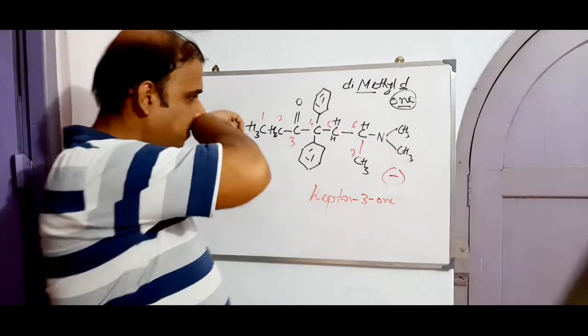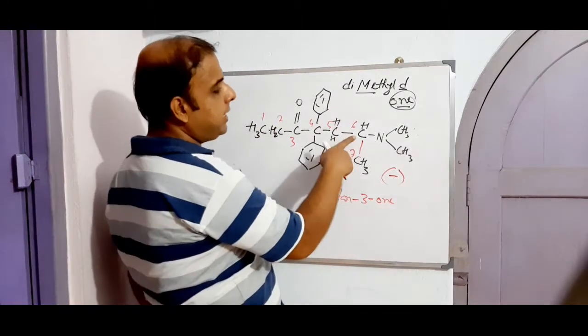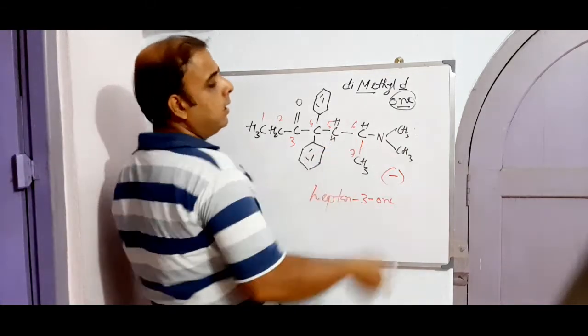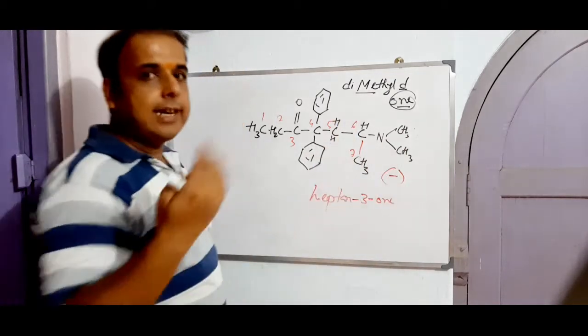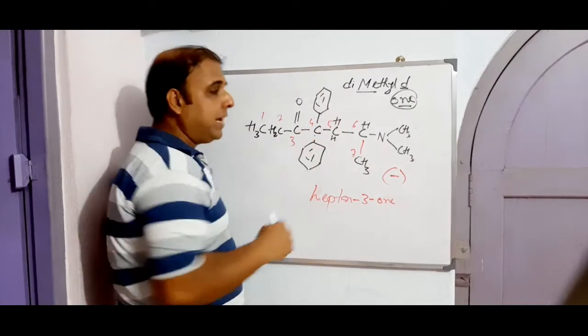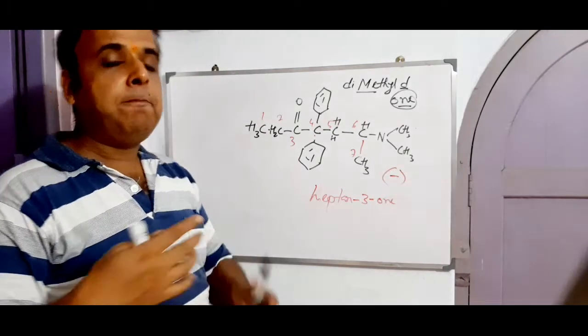Heptane 3 on. Chalo. So what are the other things that are also there with this? At position 6, we have dimethyl amino. So likewise, you should write 6-dimethyl amino, right? We have 2-phenyl at the fourth position, so likewise 4,4-diphenyl, and you have to arrange it on the basis of their alphabetical priority, right?